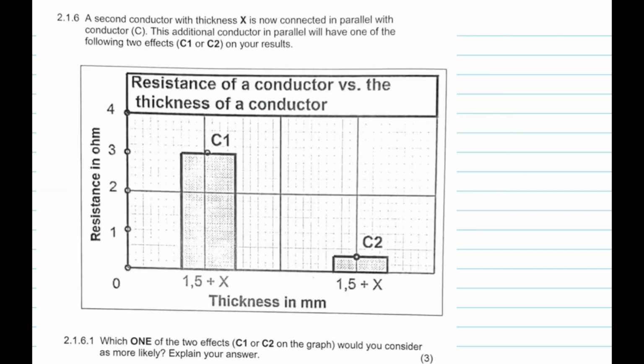Then question 2.1.6. A second conductor with thickness X is now connected in parallel with conductor C. This additional conductor in parallel will have one or two effects, C1 or C2, on your results. So basically they are giving you a graph with two options. So we have option 1 and we have option 2.